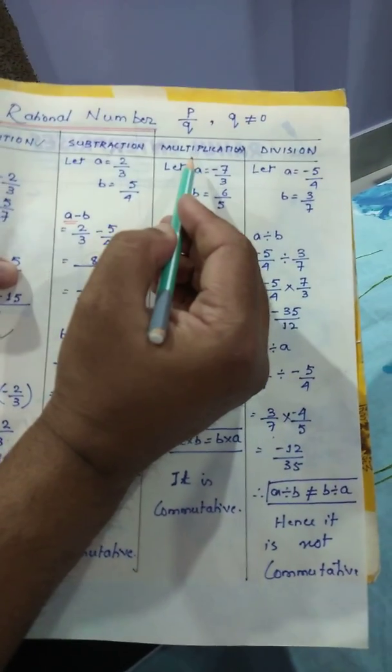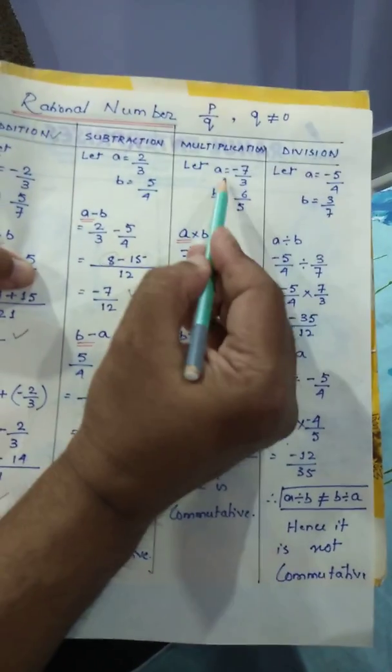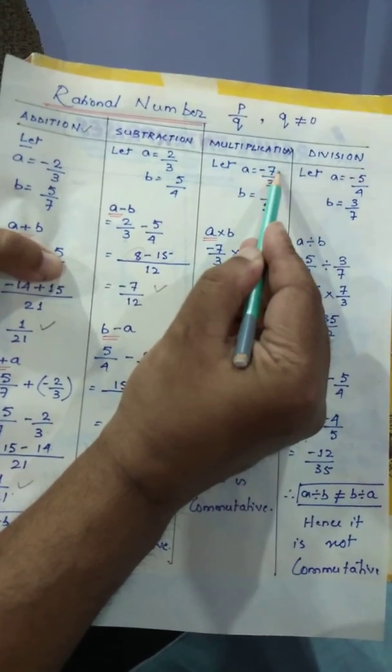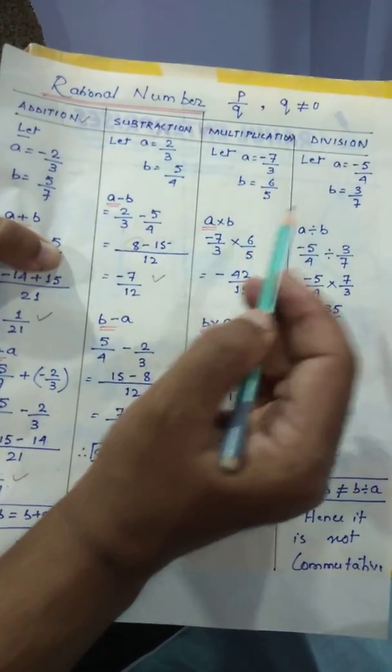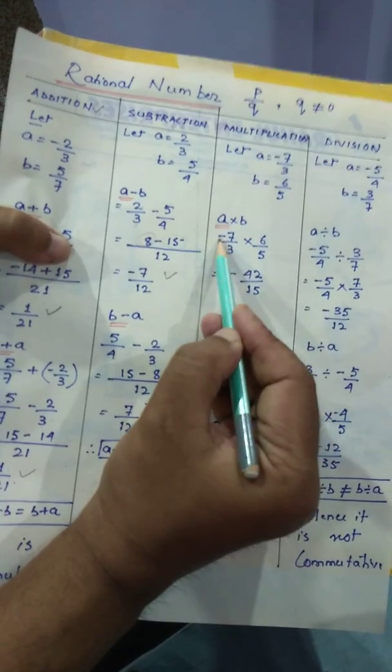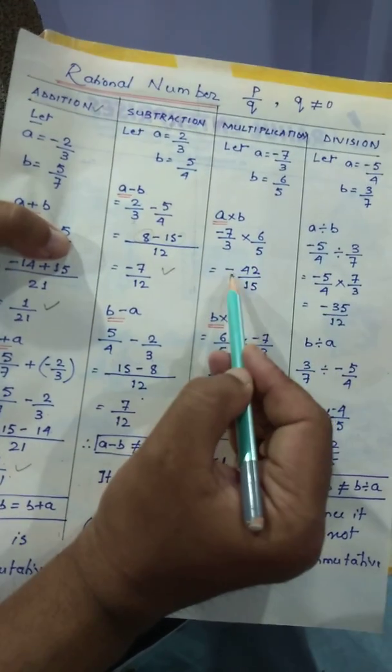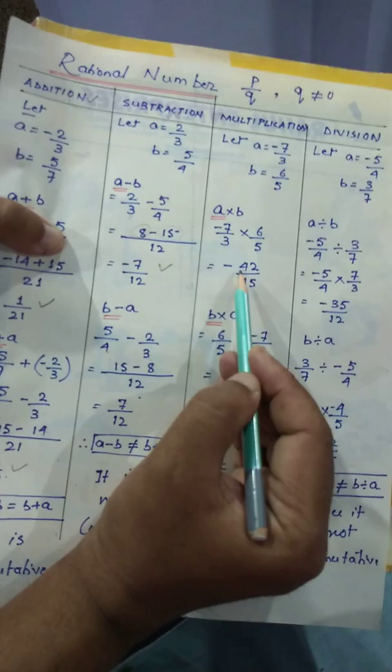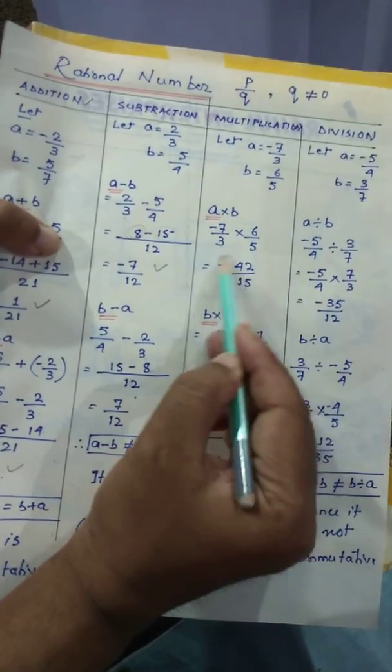Let's see what happens in the operation of multiplication. This time I have taken A equals to minus 7 by 3 and B is equals to 6 by 5. So A into B means what? Minus 7 by 3 into 6 by 5. What is the answer? 7 sixes are 42. Minus sign is out here. 3 fives are 15. So this is the answer.